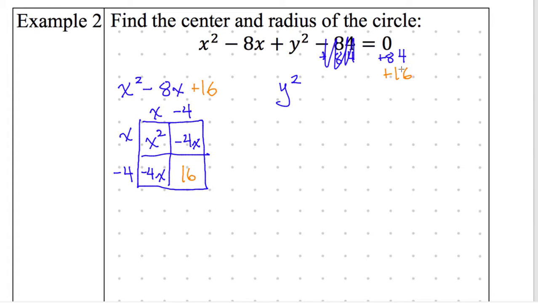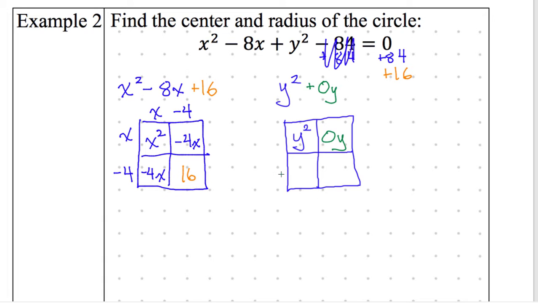I also have to complete the square for my y. Again, it's a little bit trivial to draw a square because I don't really need it. But here it is. My y squared goes in the top left. I'm really adding plus 0y. So 0y goes here, 0y goes here, and I can do the sides now. My sides are going to be y and y. What times y is 0y?